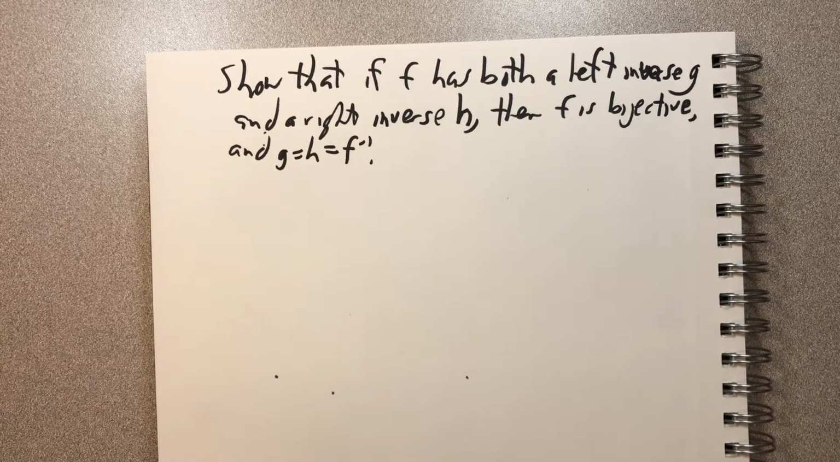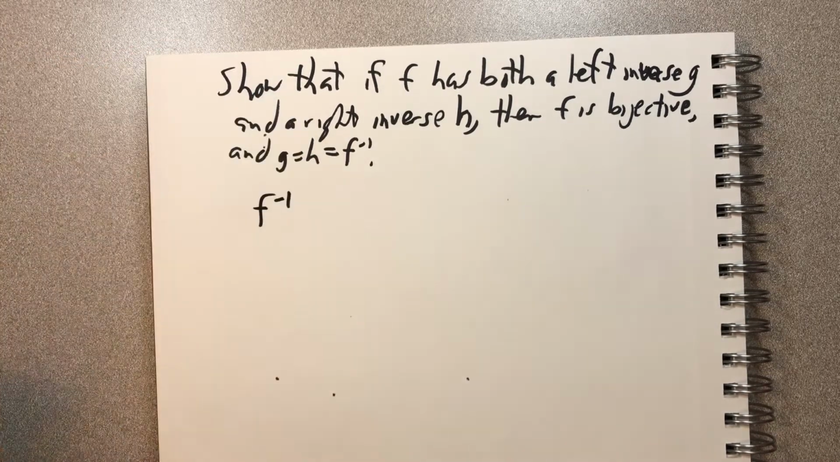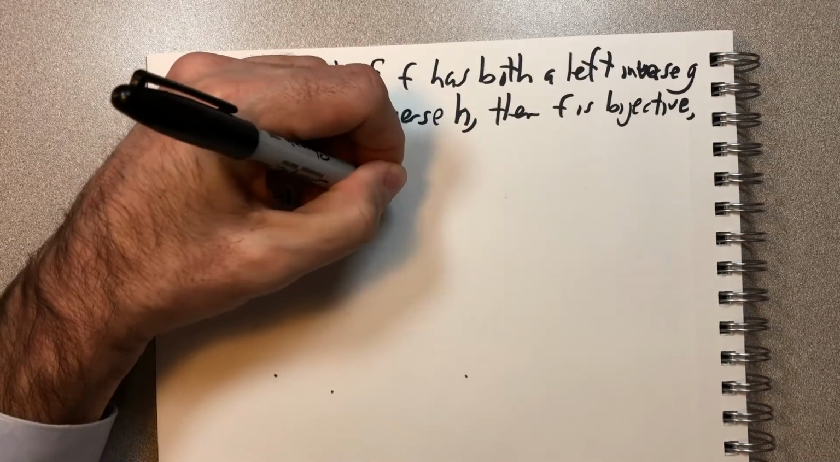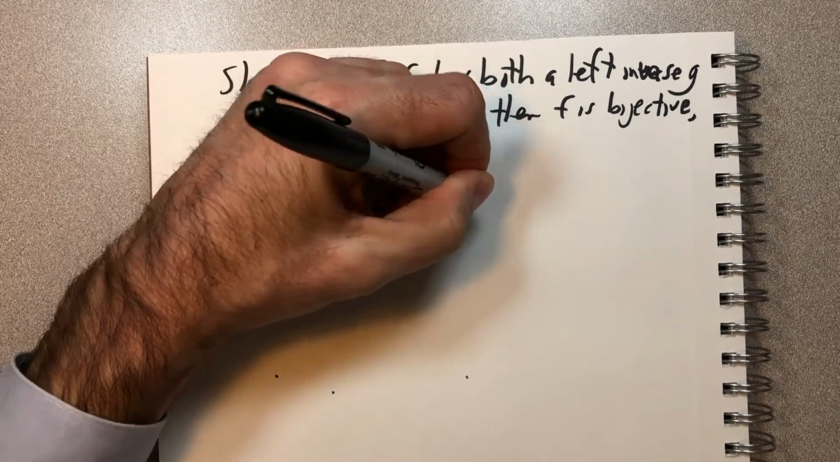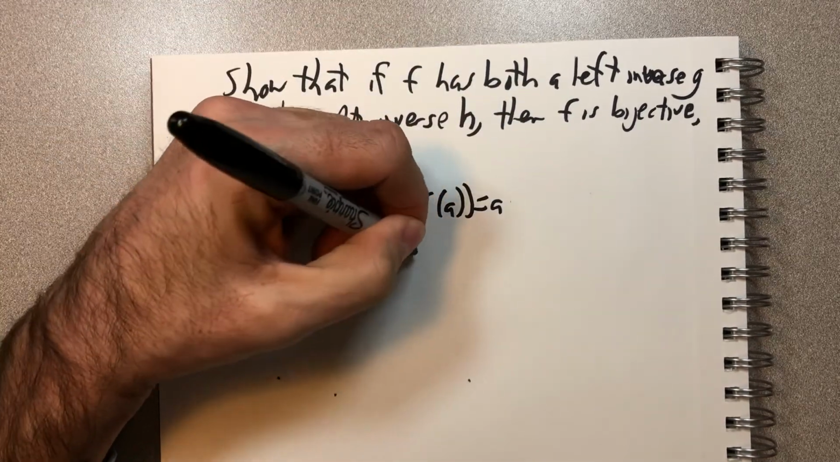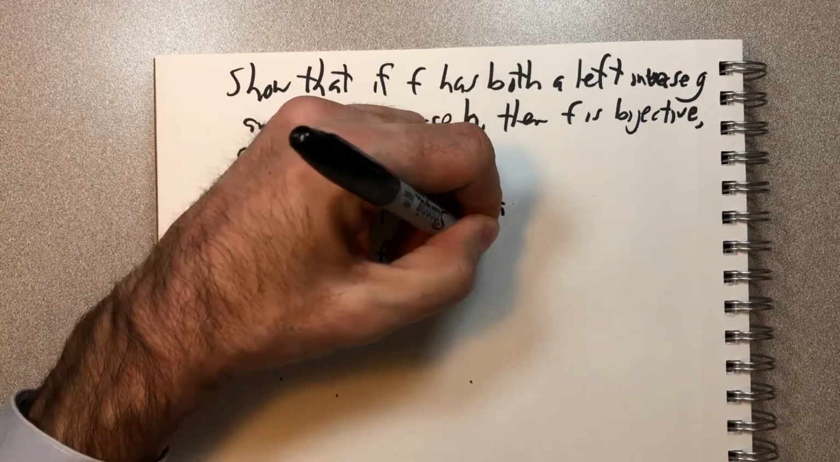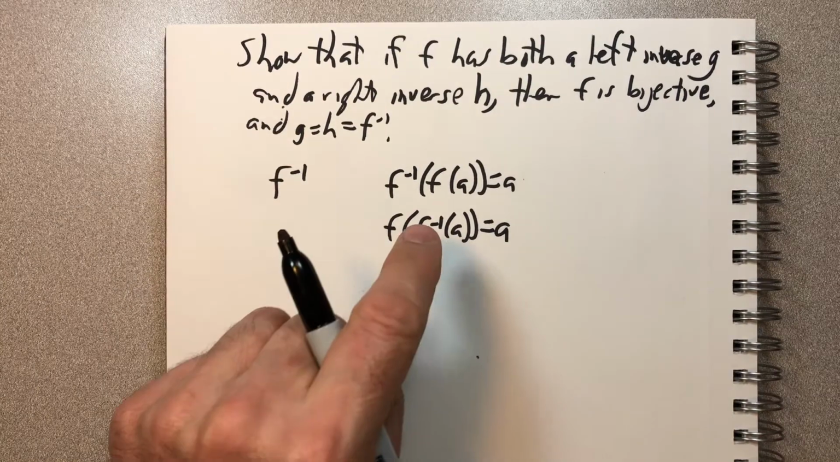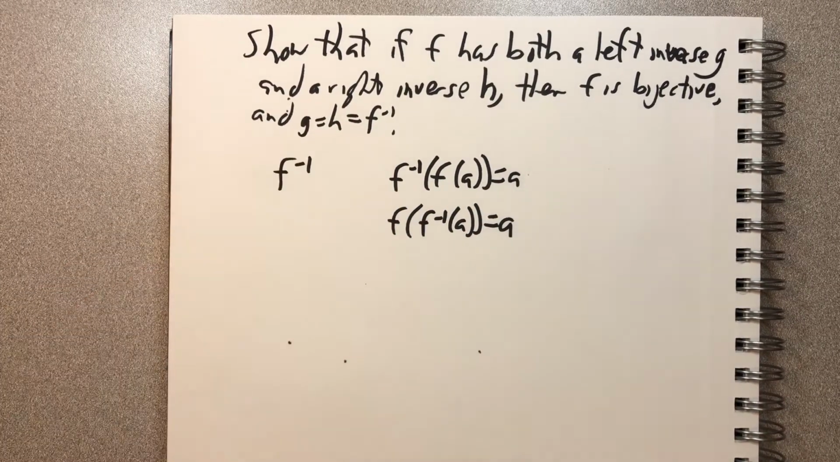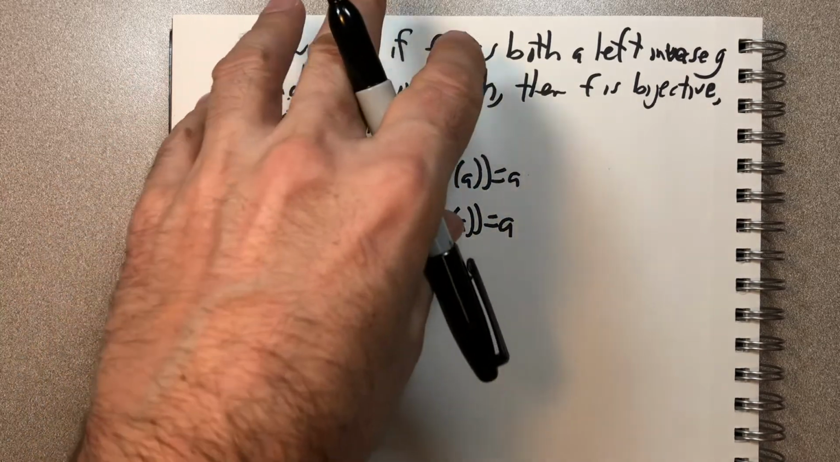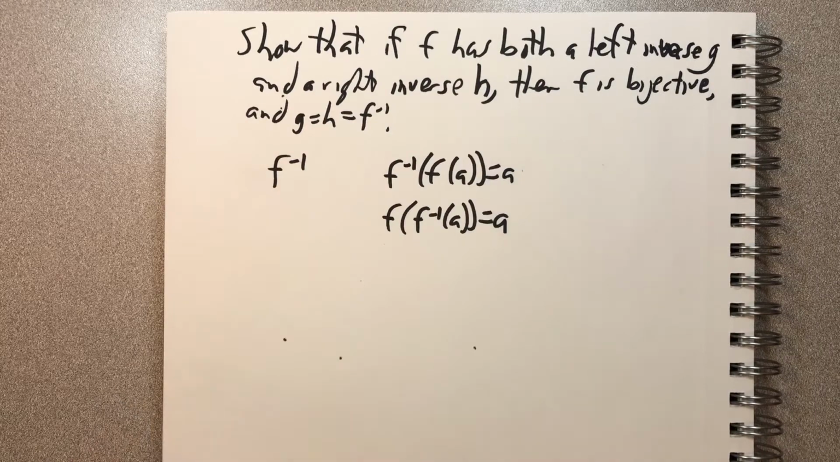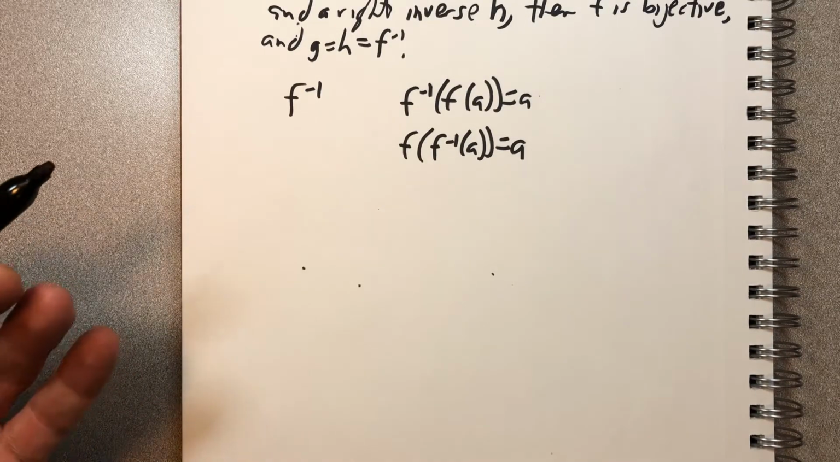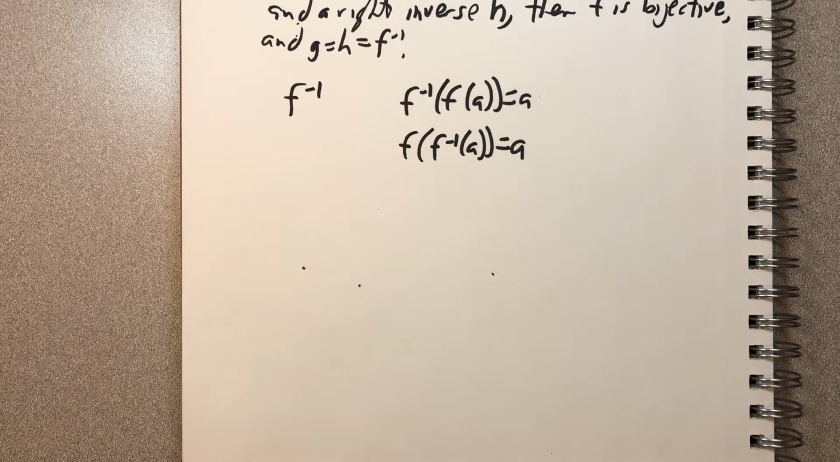Now, since f is bijective, it does have an inverse. And if it has an inverse, then f⁻¹ of f of a equals a, and f of f⁻¹ of a equals a. Okay, so we know that it has one inverse, but what we have to show is that this inverse is h and this inverse is g. In other words, is it possible for f to have other left and right inverses? We just showed that it is possible, but is it possible in this situation where it has both? So what we have to prove is that if f is bijective, then its left and right inverses are unique.